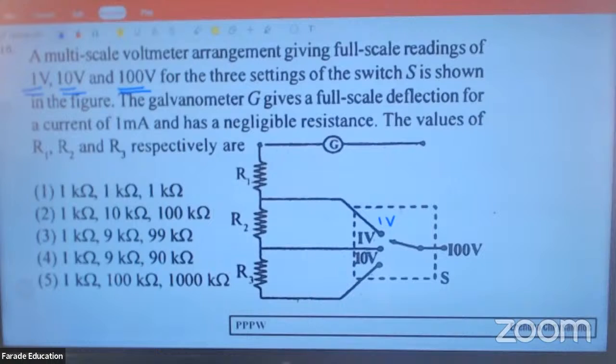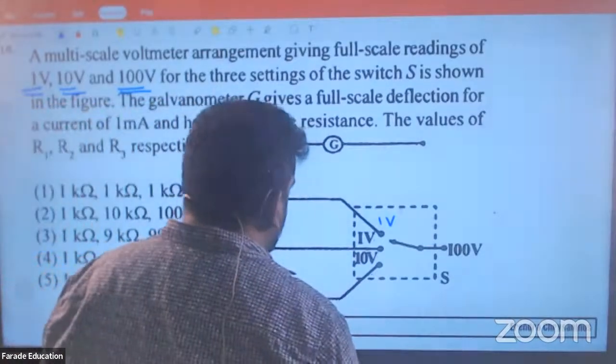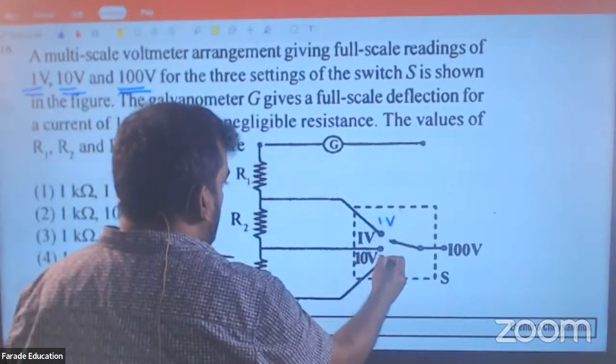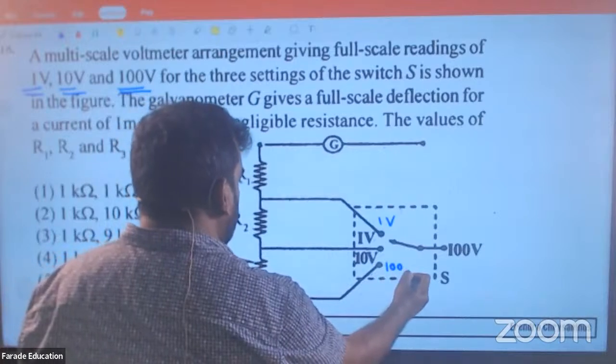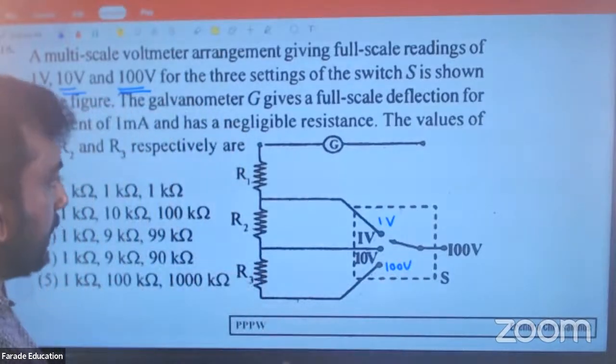Galvanometer G gives full scale deflection for a current of 1 milliamp, and has negligible internal resistance. So this is 1 volt, 10 volt, here 100 volt.